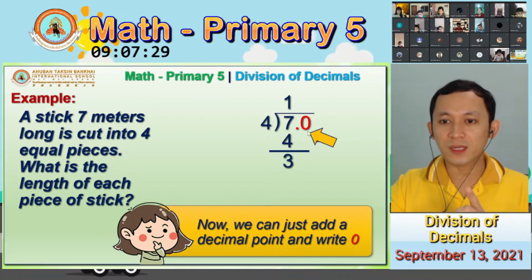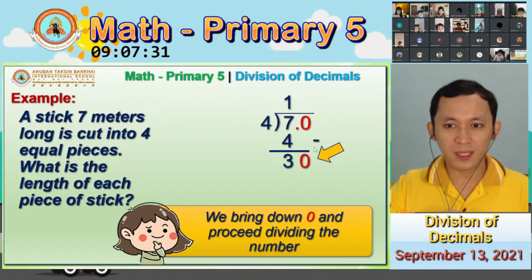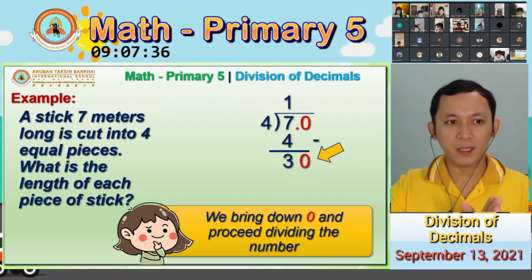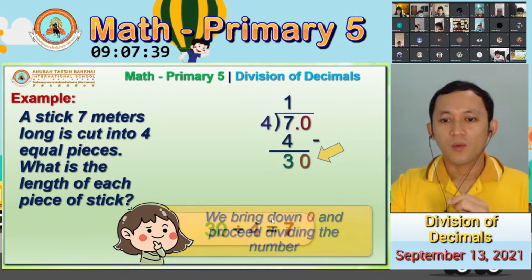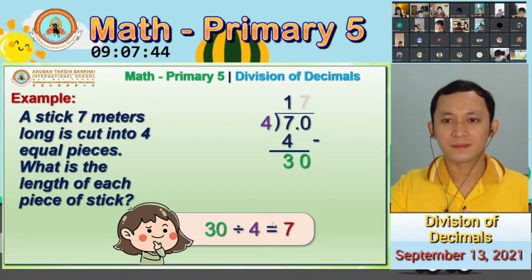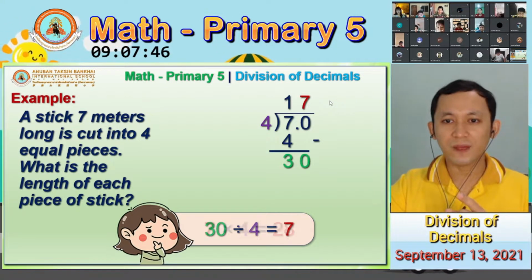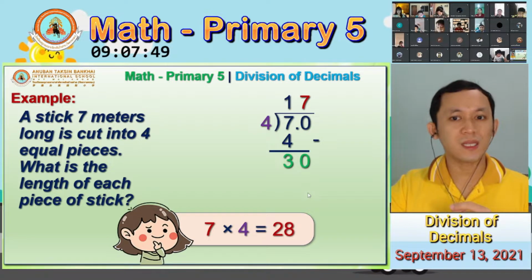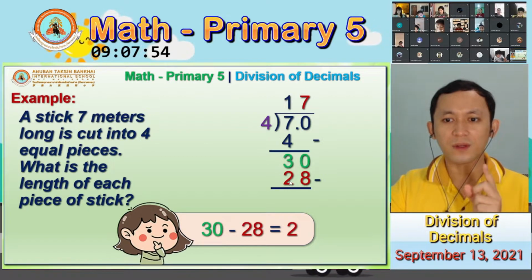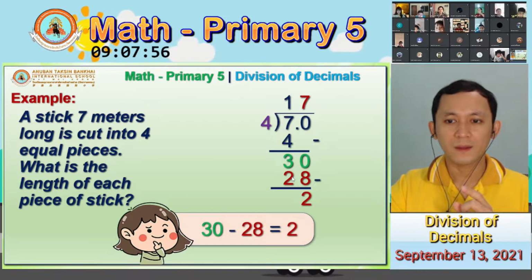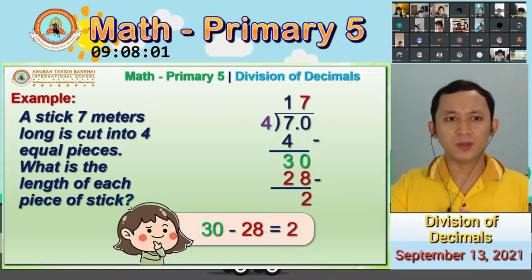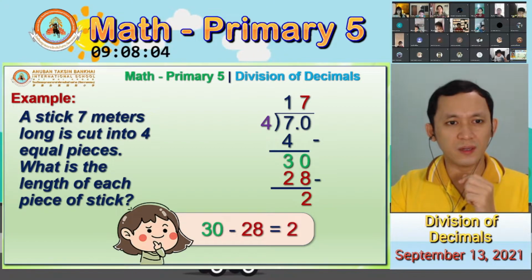So now we have 0, then we can bring it down here. Bring down the 0, so our number will now be 30. Now let's proceed. We have 30 divided by 4. We've got 7. Next, 7 times 4, we have 28. Let's minus, 30 minus 28, we have 2. Okay. Now, teacher, we still have a remainder. What are we going to do? Can we still add 0? Yes or no?